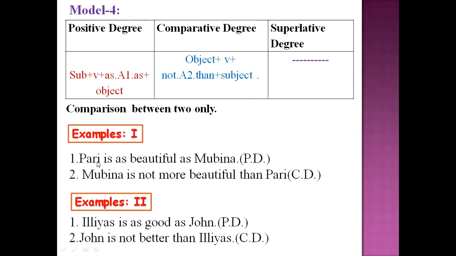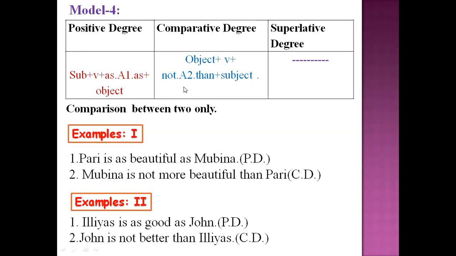First example: Pari is as beautiful as Mobina. This sentence is in positive degree. How did I conclude that it is positive? Because here we used as. Pari and Mobina, these two girls, are equally beautiful. There is no comparison between these two because we are taking it in equality, not inequality. They have equal status, equal beautifulness.